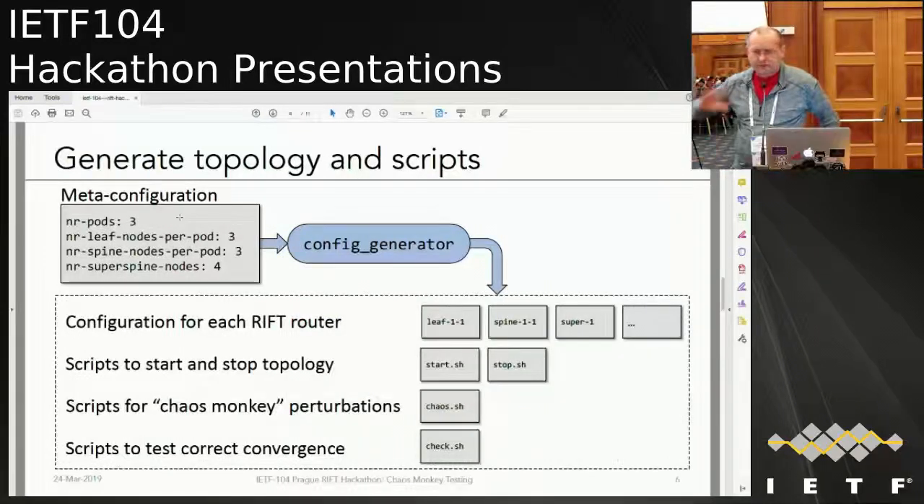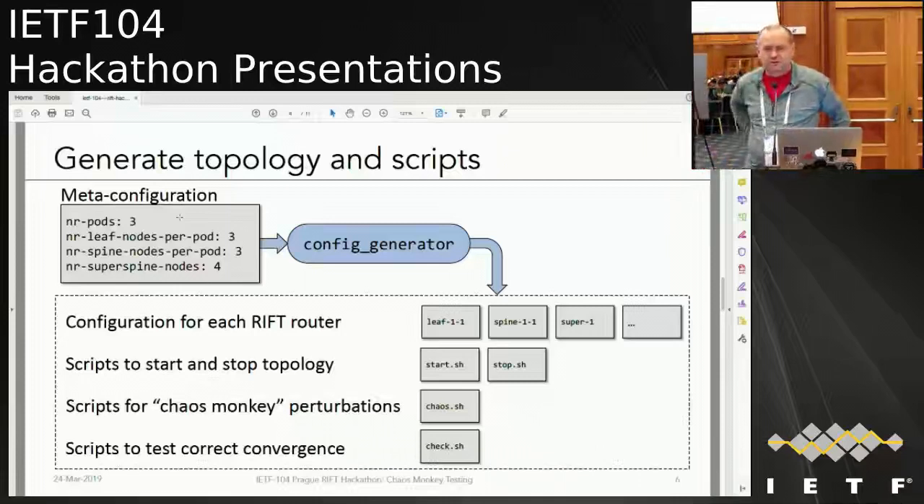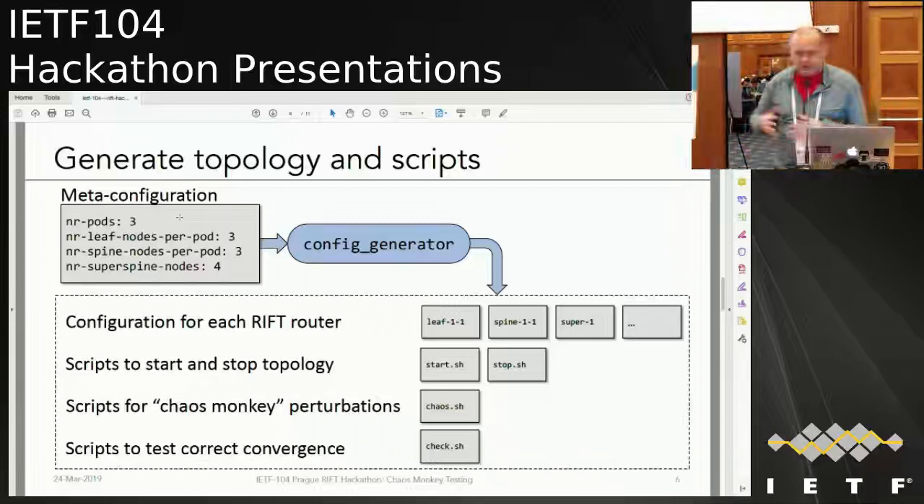We had some kind of a meta configuration, which actually generates a YAML configuration, which runs the whole thing. So it generates configuration per router, all kind of scripts to start, stop. I mean, you're in namespaces and you have dozens of those nodes. So this is non-trivial how you operate on such a topology.